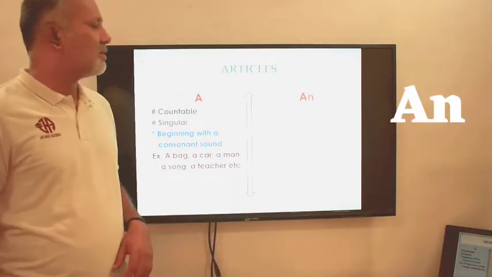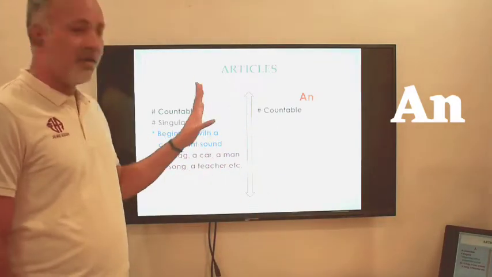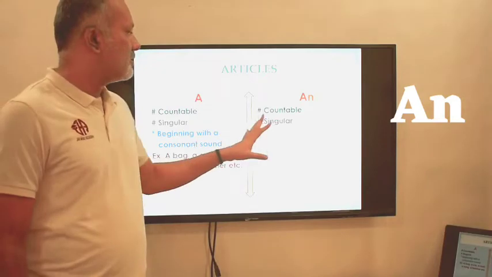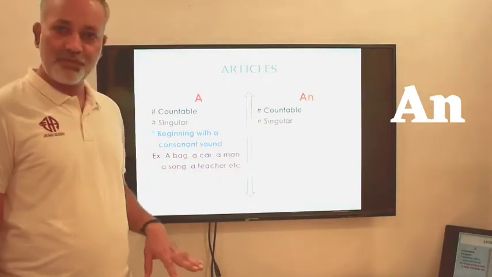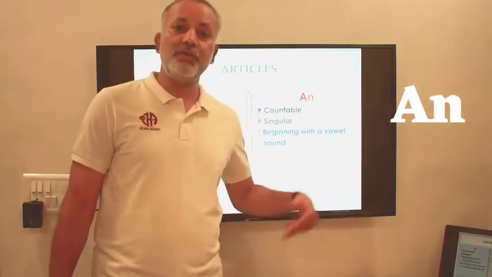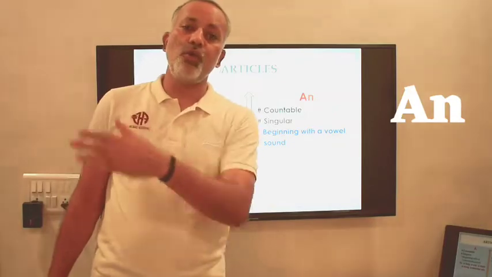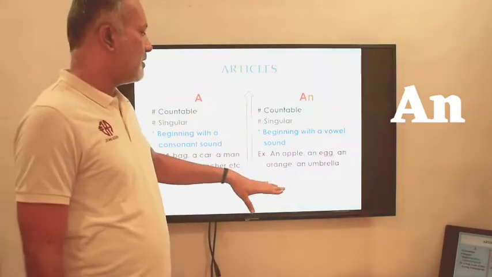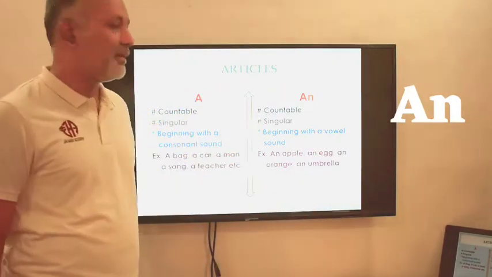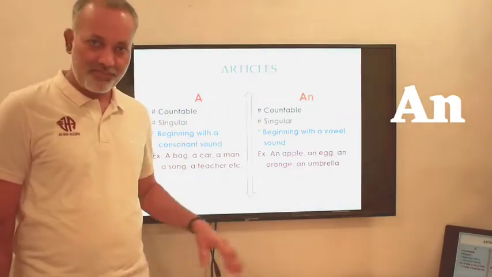Let's see about an. An is used, first thing, with common countable noun. Second, it is used with singular noun, common चीज है. And beginning with a vowel sound. ये तीन qualities होने चाहिए. Means the noun which starts with a, e, i, o, u. इसके साथ हम यूज करते हैं an. An apple, an egg, an orange, an umbrella. These are some examples of these.